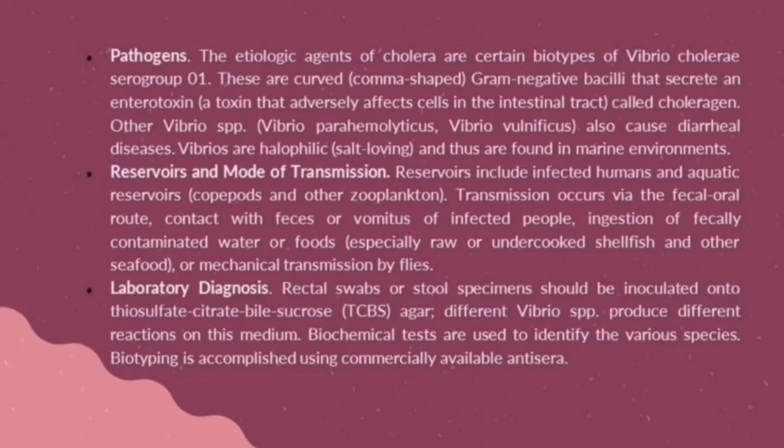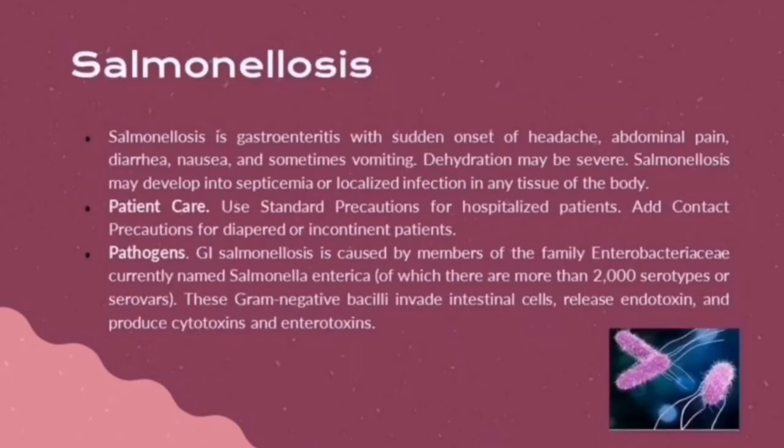Laboratory diagnosis. Rectal swabs or stool specimens should be inoculated into thiosulfate citrate bile sucrose agar. Different Vibrio spp. produce different reactions on this medium. Biochemical tests are used to identify the various species. Biotyping is accomplished using commercially available antiserum.